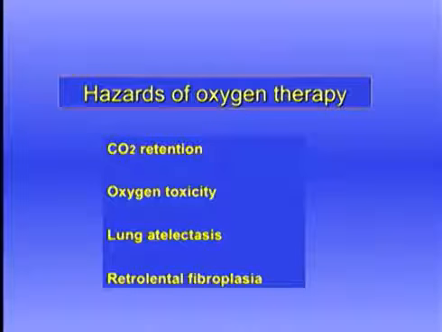The final hazard I'll just mention very briefly is retrolental fibroplasia. This occurs in infants who are treated for infant respiratory distress syndrome, typically. And if the arterial PO2 is sufficiently high, they can develop fibrosis behind the lens in the eye. But this is well recognized now, and people are very careful to keep the arterial PO2 below a level that would cause that to happen.